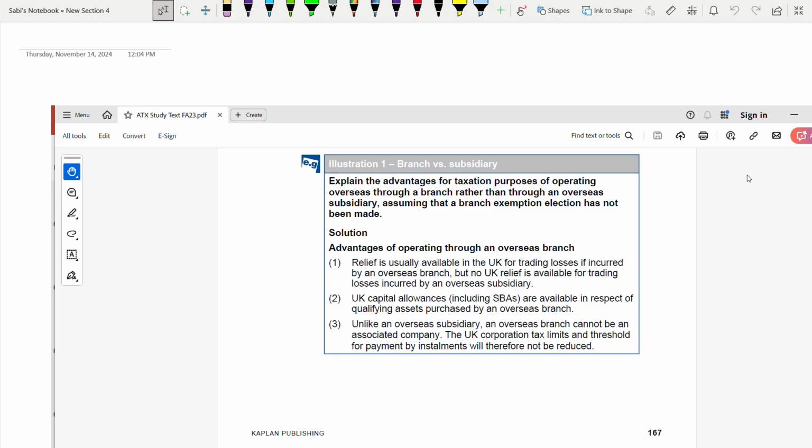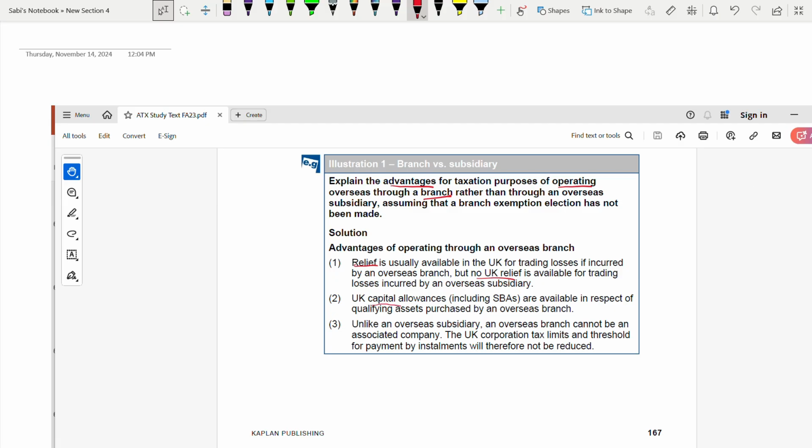Illustration 1. So you have to give the advantages of operating a branch rather than a subsidiary, assuming the exemption election has not been made. So these are the 3 advantages that have been given. One is the loss relief. You can get loss relief in the UK for your trading losses. If an overseas branch is incurring loss, they can get it relieved in the UK. But if it was an overseas subsidiary, there was no UK relief.